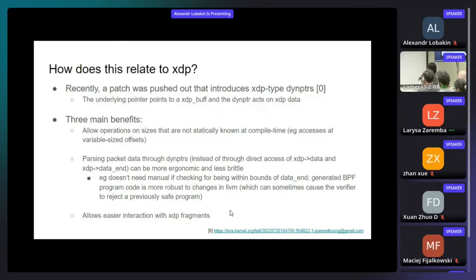The last point is that this also provides an interface for easier interaction with fragments. If you have a case where you don't know if your offset is within a fragment or not, dynptrs provide a one-way interface to read or write data without needing to know if it's in your fragment or not.